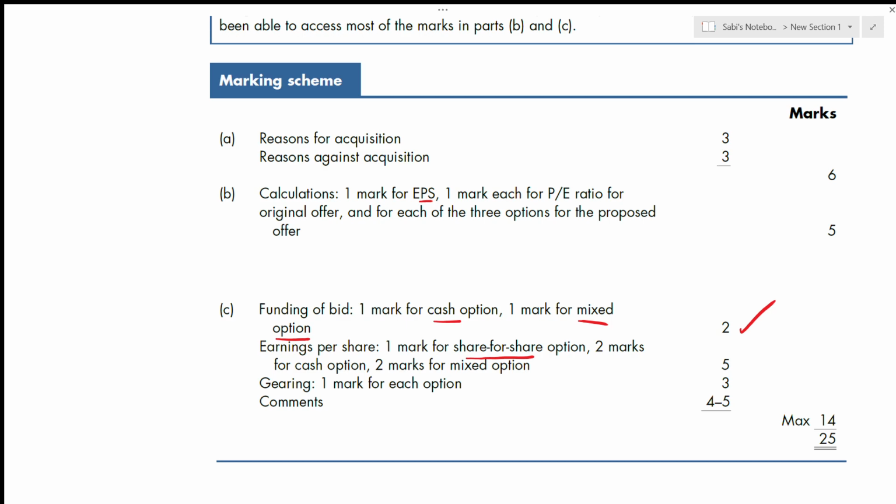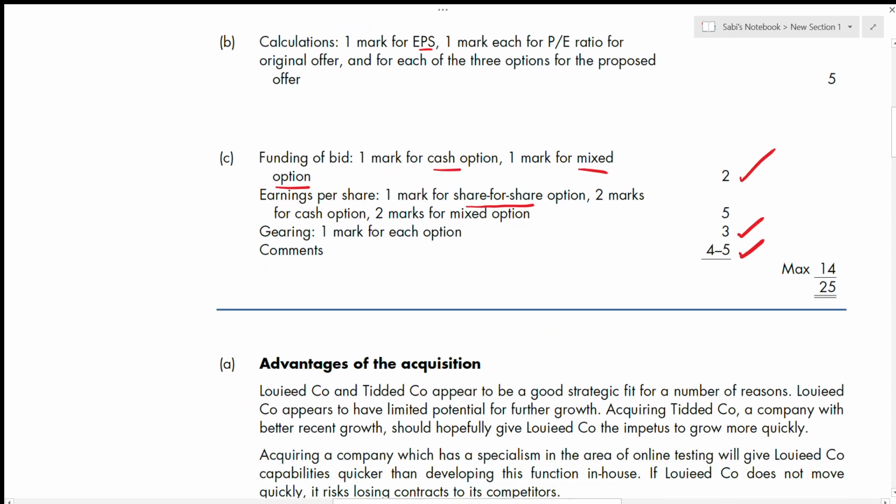Gearing is straightforward, 1 mark for each option. Comments is 4 to 5 marks. Earnings per share, 2 marks for cash option, 2 marks for mixed option, and 1 mark for share option. We'll see why more marks are for cash and mixed option, but only 1 mark for share option. When we go through the case study, you will understand. So total 14 marks. Now, let me first go through part A.